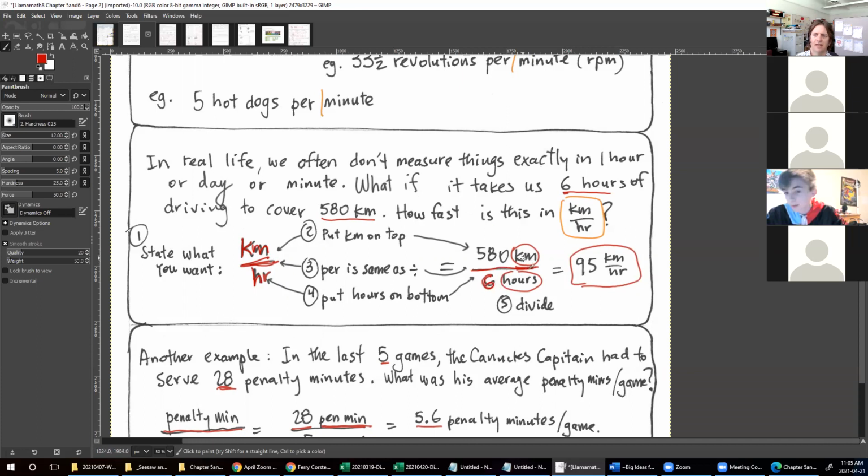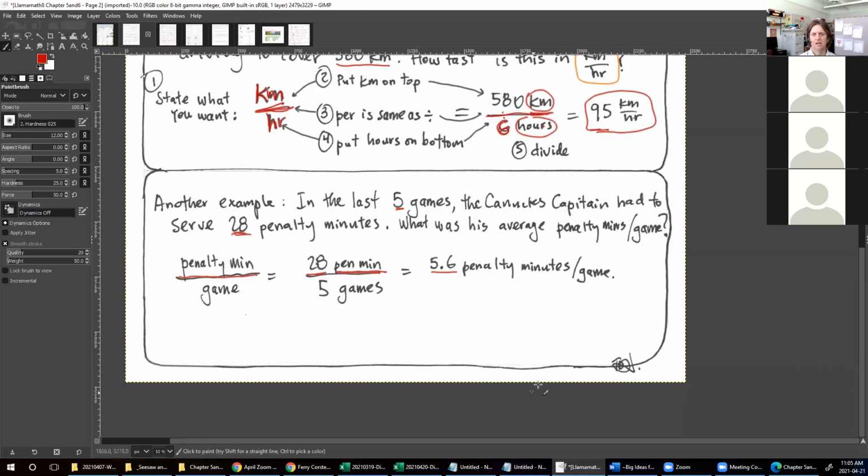Now that my units are right, I have kilometers per hour. I know that I can just do a quick division. So I'm going to say 580 divided by 6. 580 divided by 6 is 95. And I'm just going to put my units, kilometers per hour. I'm going to show you another example here.